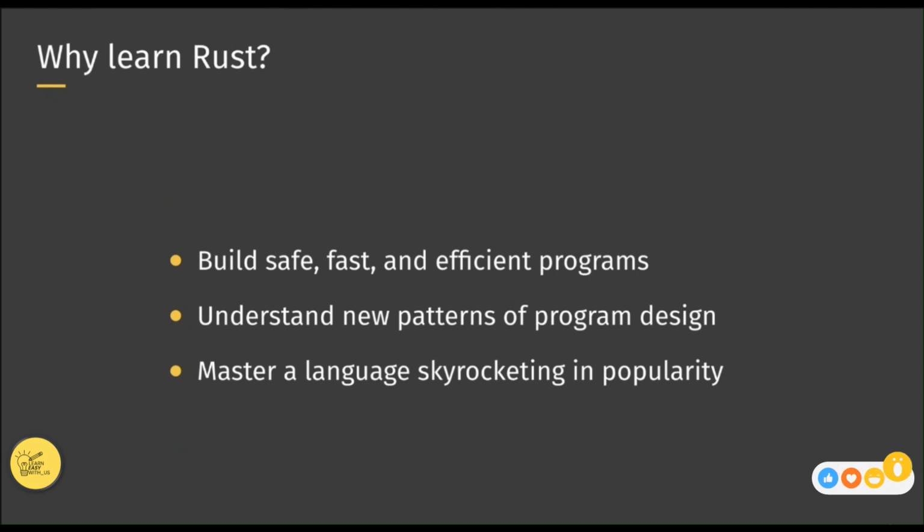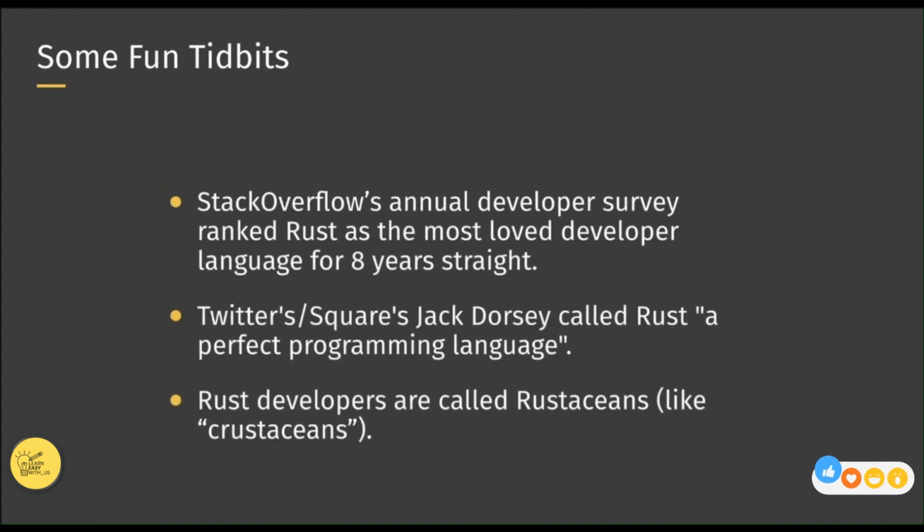So I want to close this lesson off with some fun facts for you to get you excited about Rust. First up, Stack Overflow's annual developer survey has found Rust to be the most loved developer language for 8 years running, and that speaks to the fact that the language offers something new and fresh. Twitter's Jack Dorsey has called Rust a perfect programming language. And another fun thing, Rust developers are called Rustaceans, which comes from the term crustaceans. You'll notice a lot of Rust terminology in the documentation has a nautical or a sea-based theme. It's a nice tongue-in-cheek aspect of the community.